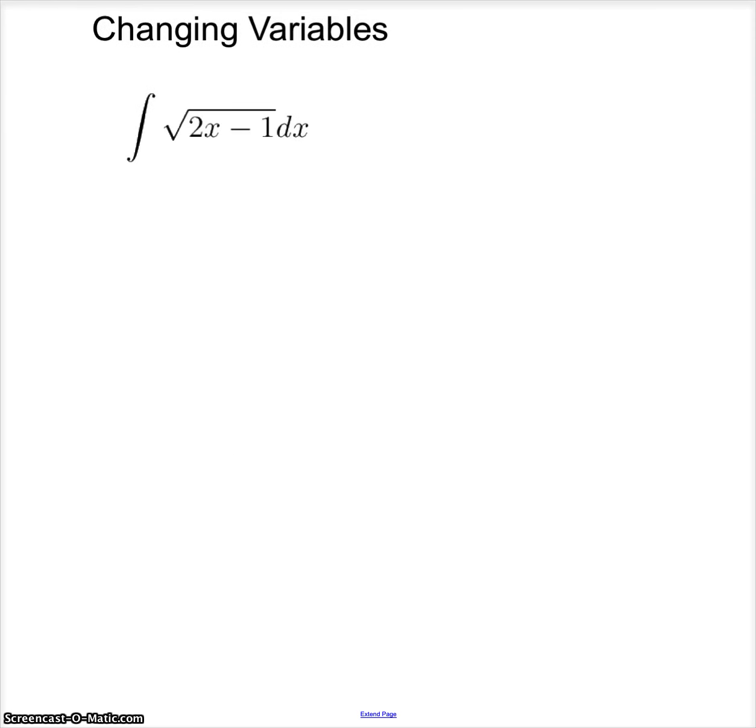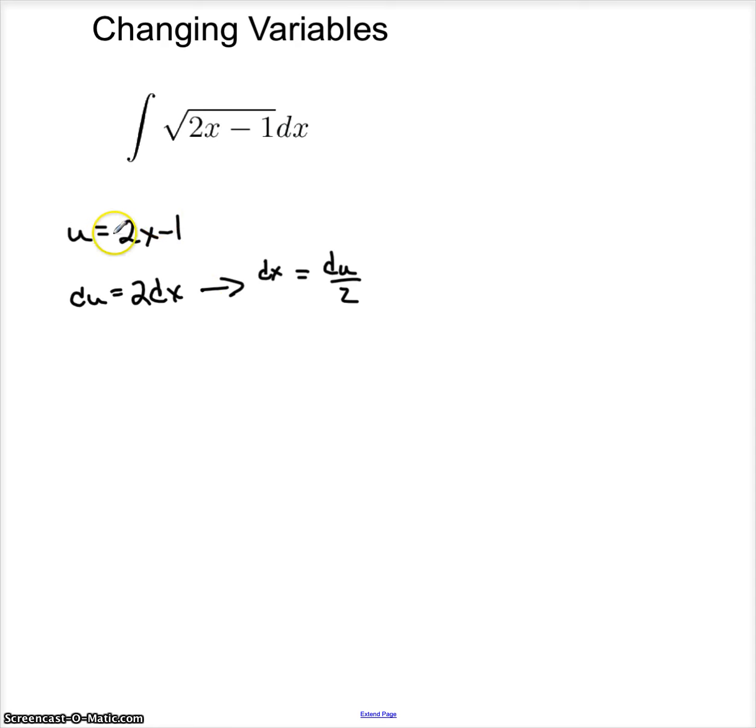Let's look at this problem right here. The integral of the square root of 2x minus 1. You usually want to let u be whatever's under the radical. Let's let u equal 2x minus 1. So du is 2 dx. All right, so I'm going to take this and I'm going to solve it for dx. Dx is du divided by 2.